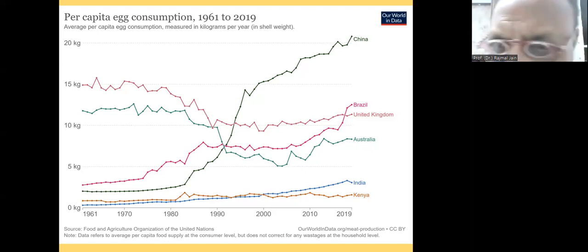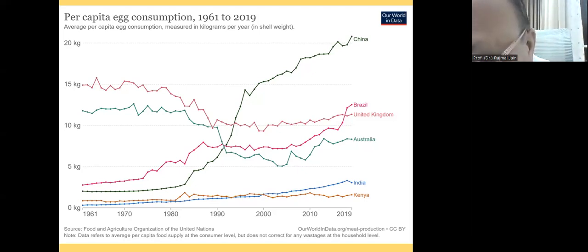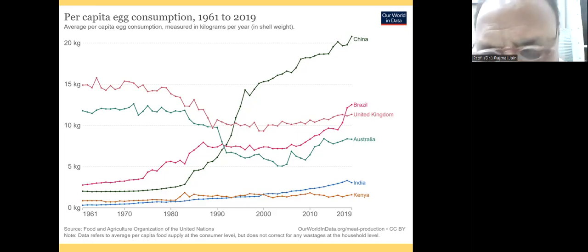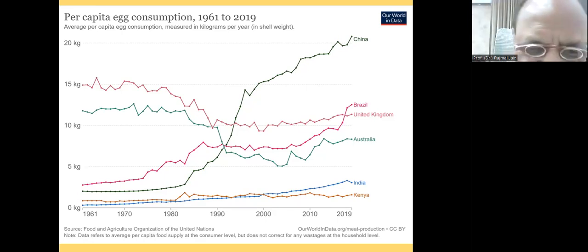Earlier, actually, the United Kingdom and Brazil were eating more eggs. But now, slowly, China has taken over, almost by one order of magnitude higher, and Brazil and the United Kingdom came down, and again now they are increasing. But many other countries are now eating more and more eggs.